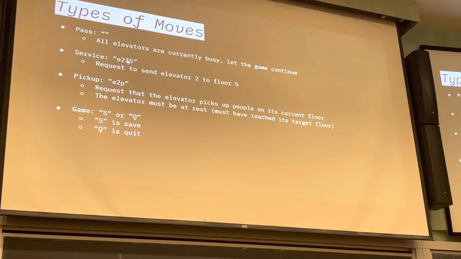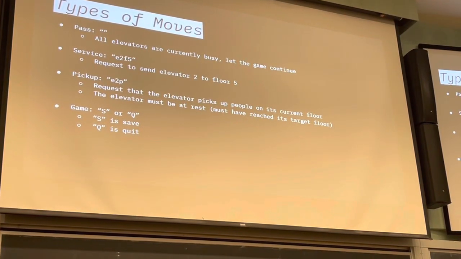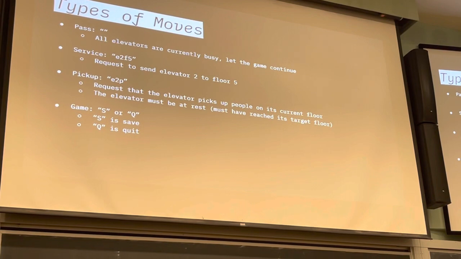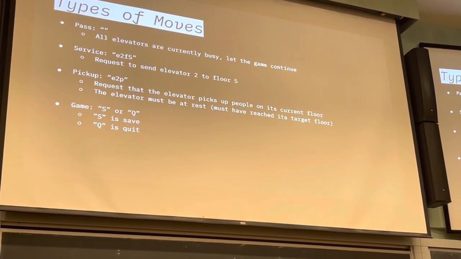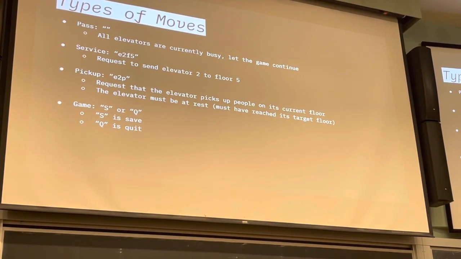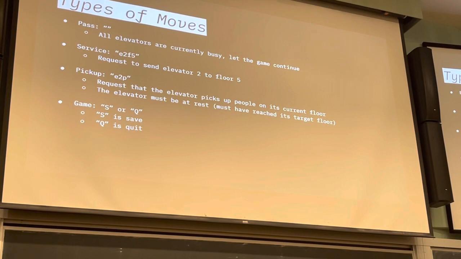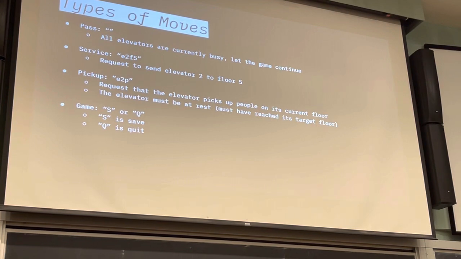So that's when we're sending an elevator somewhere. A pickup move is when we're on the floor that we were trying to get with this elevator. So now, what do we do when the elevator gets there? You want to pick up the people on that floor. Because if you kept moving, then the people would never be picked up and there was no point in sending the elevator there anyway. So a pickup move picks up the people on that floor when you're where you wanted to get.